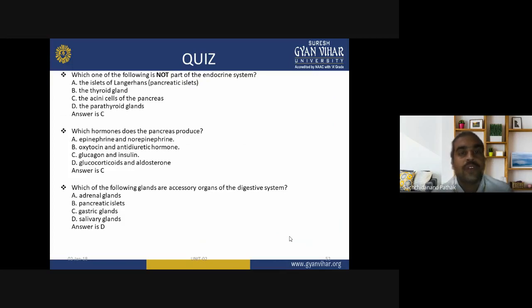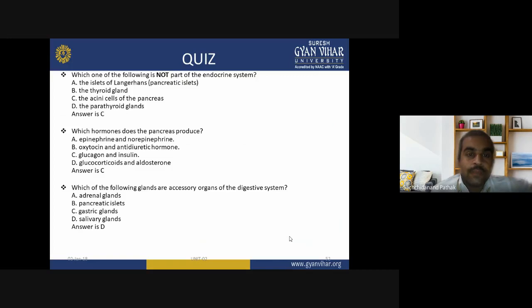Which one of the following is not a part of the endocrine system? So you can see here there are several options listed. Which one is not a part of the endocrine system? The islets of Langerhans, it is a part. Thyroid gland, it is also a part. The Acini cell of the pancreas, it is not a part. The parathyroid gland, it is also a part of the endocrine system. We know the Acini cell of the pancreas will release the pancreatic juice. That juice is secreted through the pancreatic duct. And in the endocrine system, there is no place for the duct. So answer C is the correct answer.